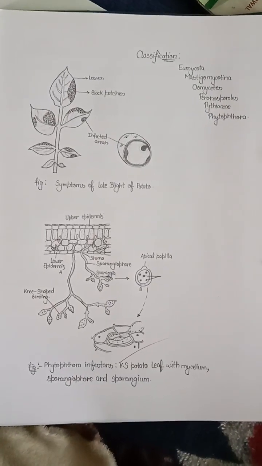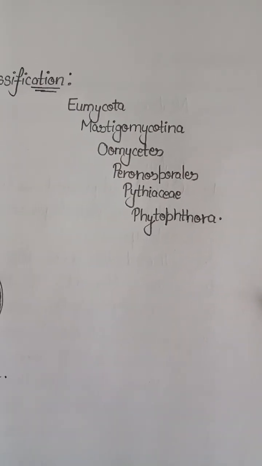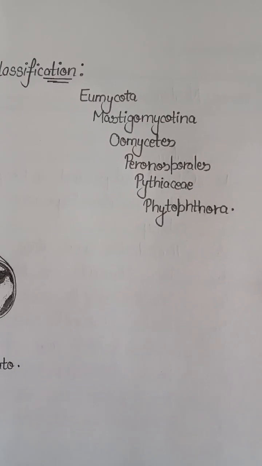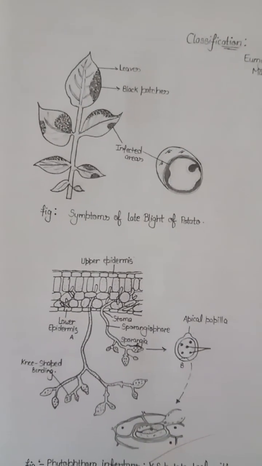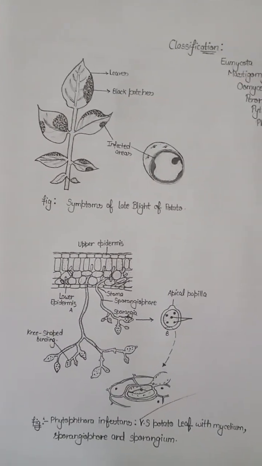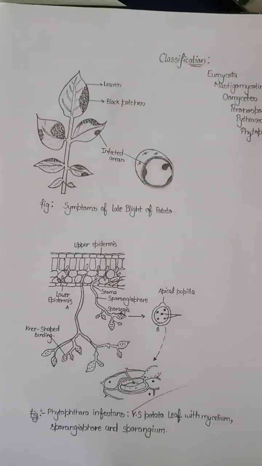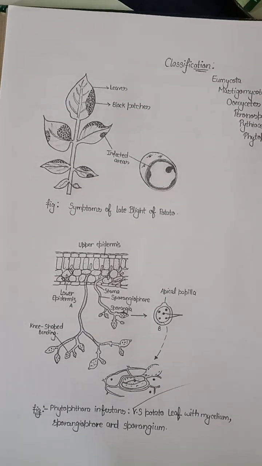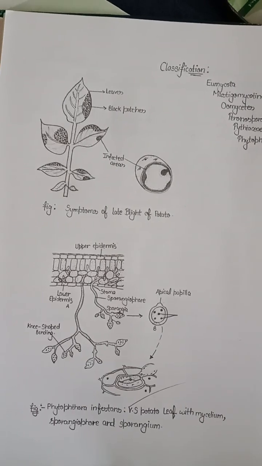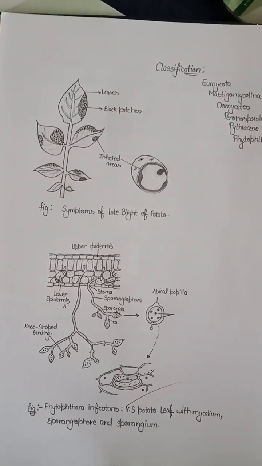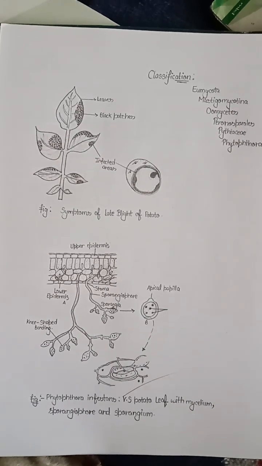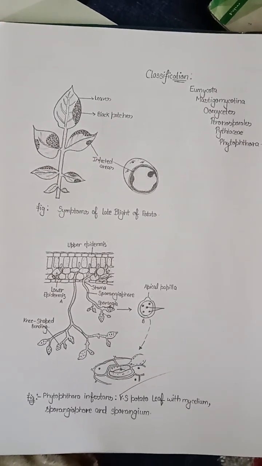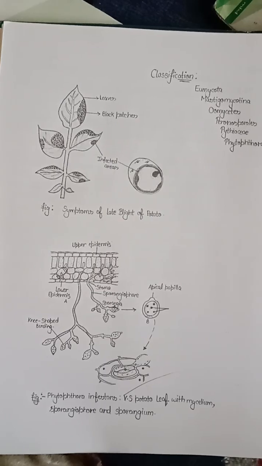Here is the classification of Phytophthora: Eumycota, Mastigomycotina, Oomycetes, Peronosporales, Pythiaceae and Phytophthora. Symptoms of late blight of potato are represented by diagram, and Phytophthora infestans on potato leaf with mycelium, sporangium and sporangiophore are described with the help of diagram representation.